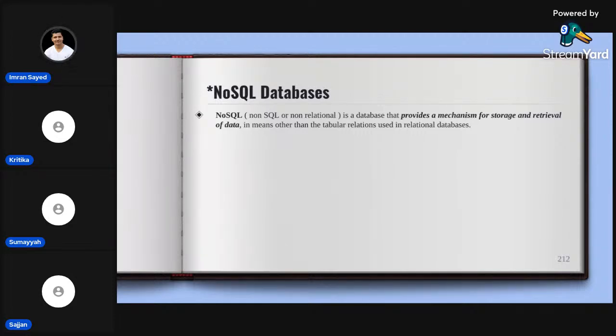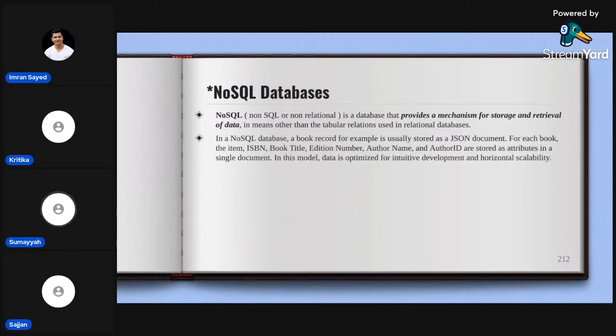But what type? The type is where there is no tabular relationship, which is used in the relational database. So it is not a relational database, which means you are not going to get tables here in NoSQL. Yeah, let's go on.